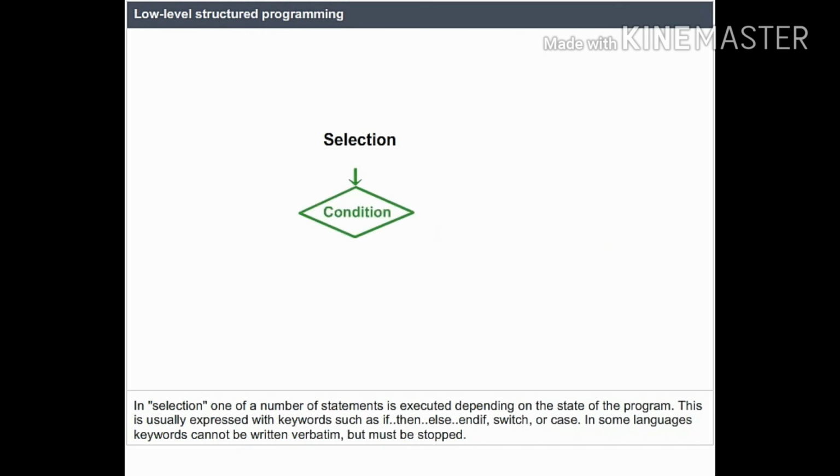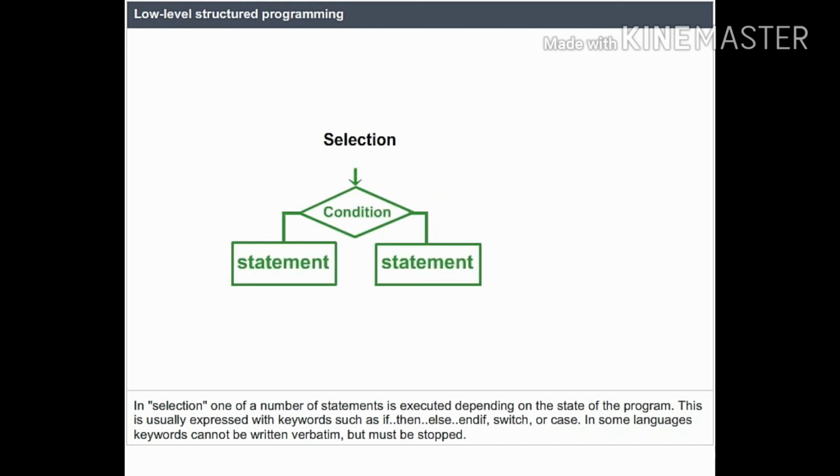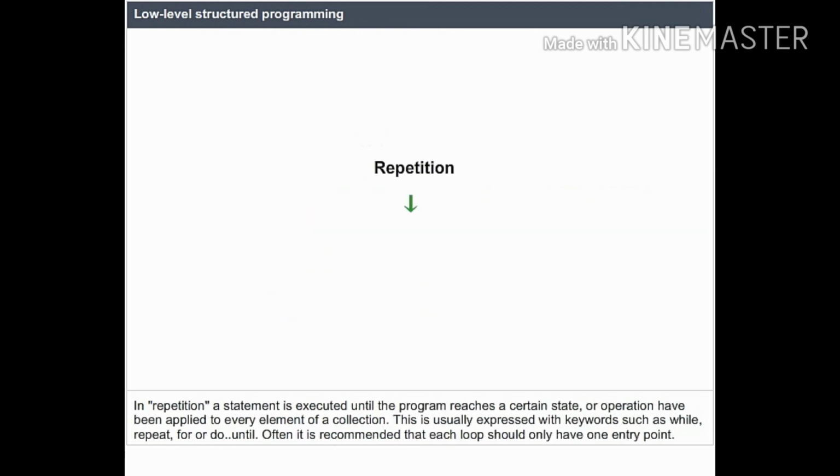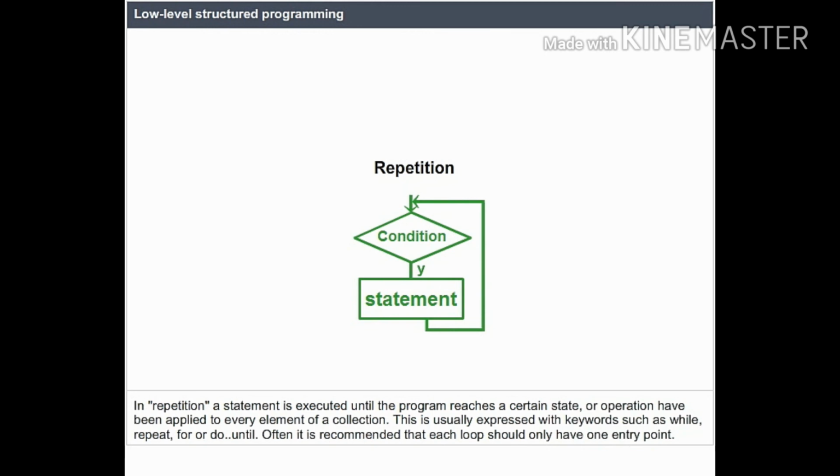In selection, one of a number of statements is executed depending on the state of the program. This is usually expressed with keywords such as if then else, end if, switch, or case. In some languages, keywords cannot be written verbatim but must be stropped. In repetition, a statement is executed until the program reaches a certain state or operations have been applied to every element of a collection. This is usually expressed with keywords such as while, repeat, for, or do until. Often it is recommended that each loop should only have one entry point.